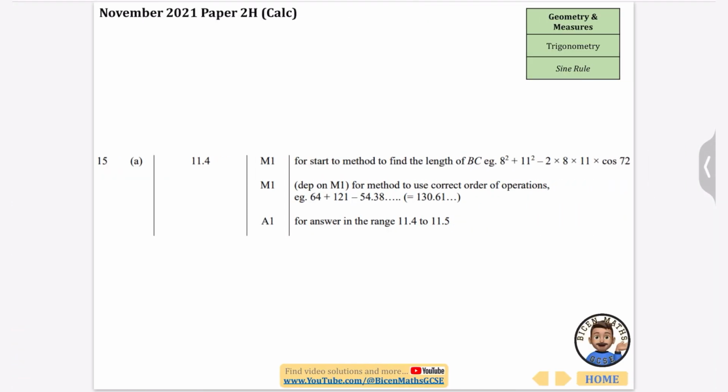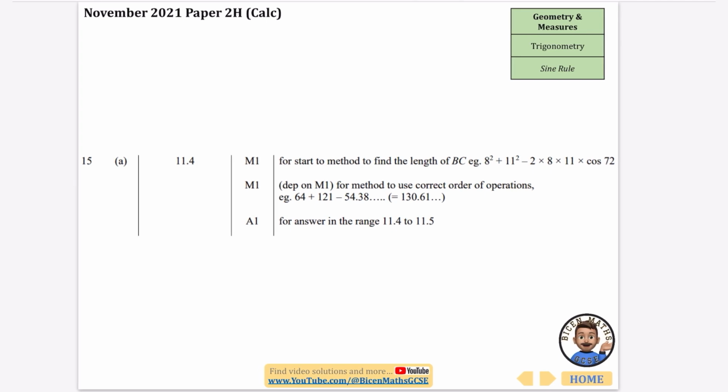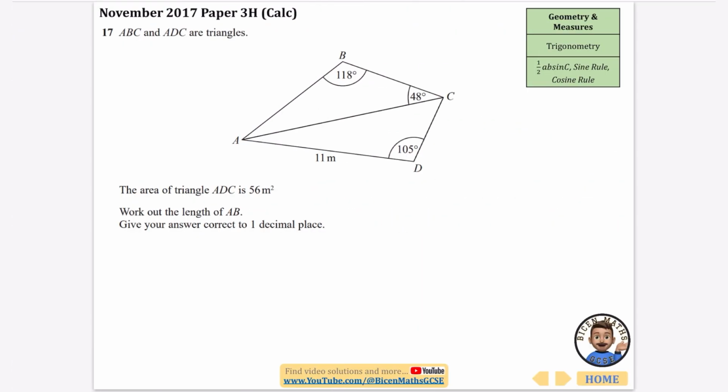Let's double check we've got this one right. Yep, there is the 11.4, so we know we have this one correct. This is now where we start doing a mixture of different kinds of things. We've got two triangles that are stuck together. We've got all the information on here.